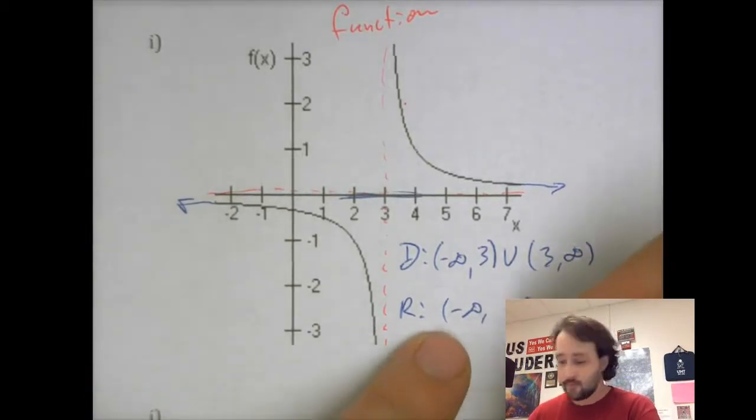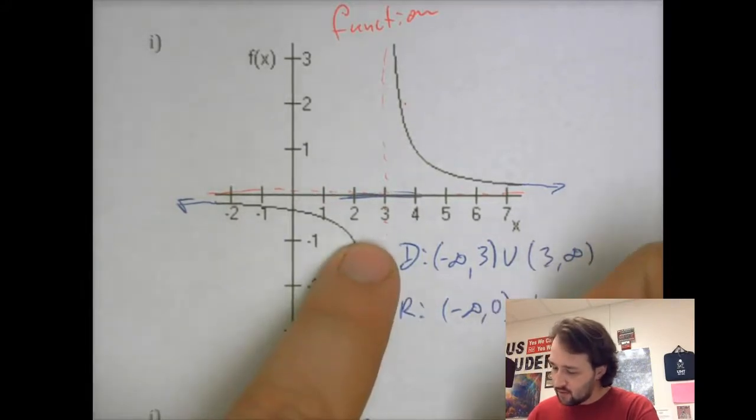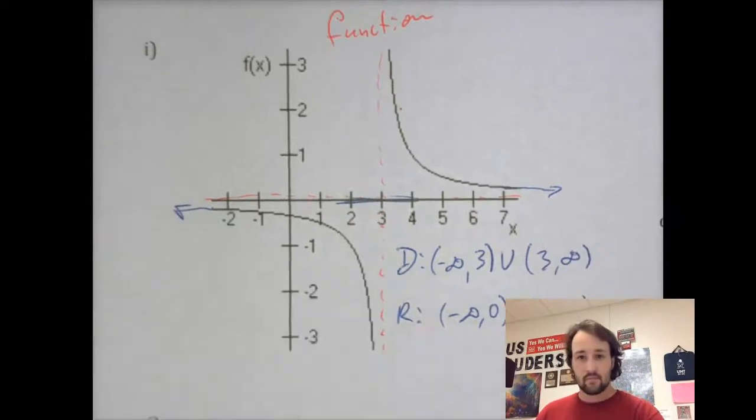So negative infinity to 0 and 0 to infinity.